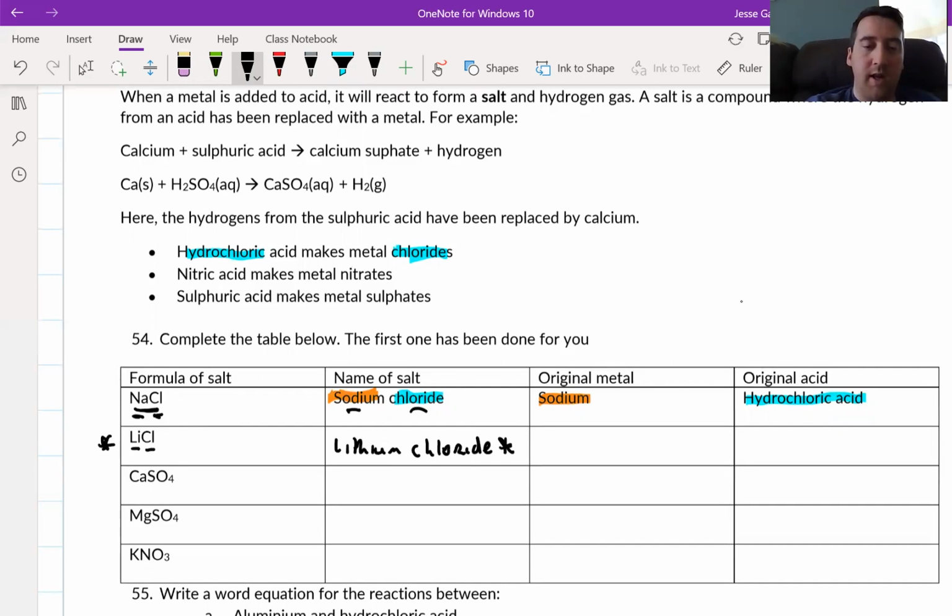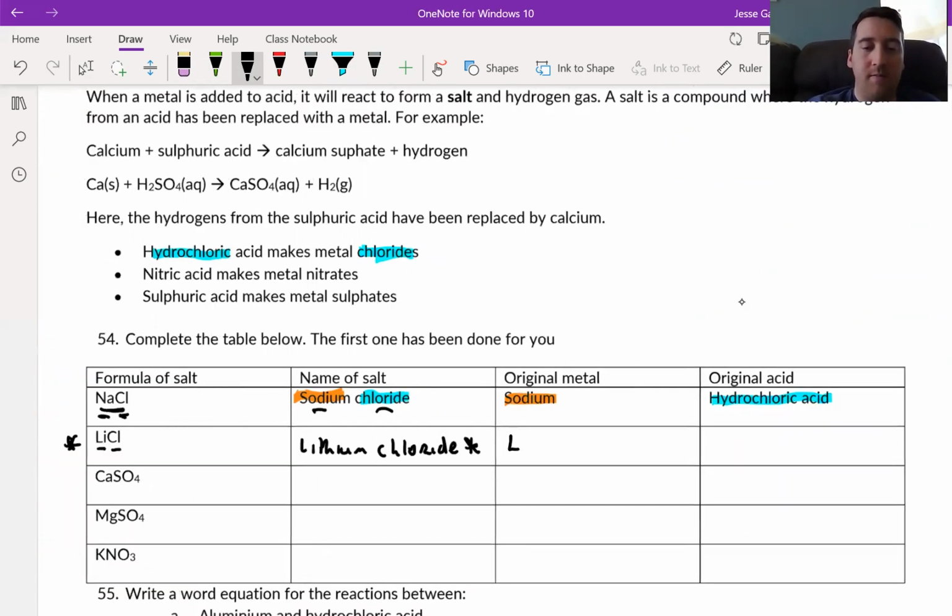All right, so what you should have done here is the original metal is lithium. That means that the original acid had to be, again, hydrochloric acid. That right? Well done. If you got that right, you're ready now to pause the video and have a go at the next three, please. Pause the video, do that now.